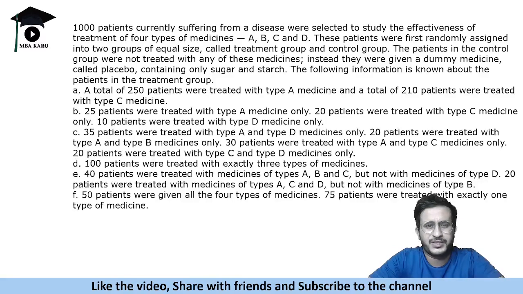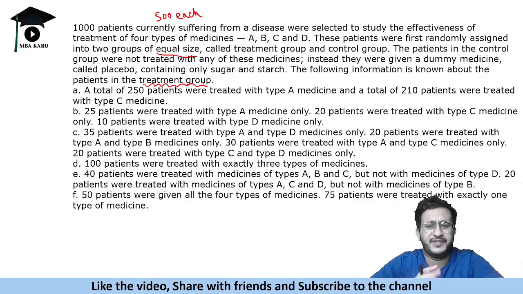So here's the question. It says that 1,000 patients suffering from a disease were selected to study the effectiveness of treatment of four types of medicine A, B, C, D. These patients were first randomly assigned into two groups of equal size. So equal size means 500 each, called treatment group and control group. The patients in the control group were not treated. So control group patients are not treated and they were given dummy medicine. The following information is known about the patients in the treatment group.